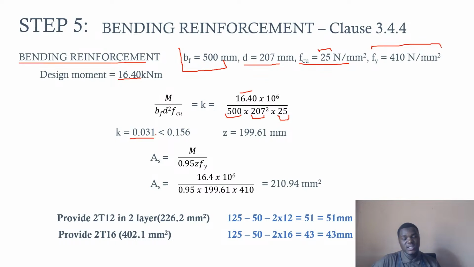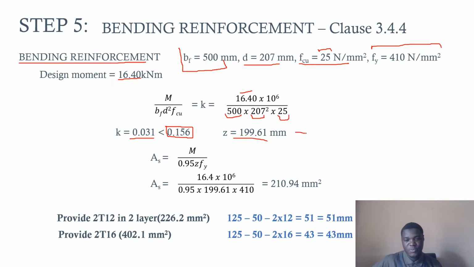We all know that if you get a K value less than K prime, which is 0.125, what this means is your section does not require compression reinforcement. You only require tension reinforcement. Tension reinforcement is sufficient. So from there, you can now calculate your Z.